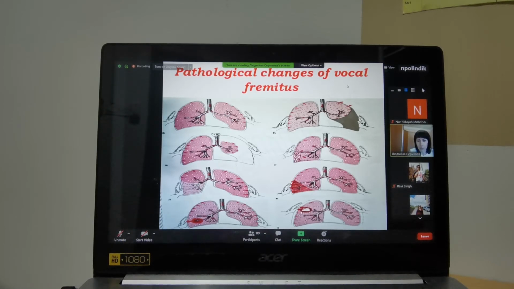Here last we have a cavity. It is a lung abscess, a cavity in the lung tissue. The cavity is a good resonator. So when you place your hand over the cavity, it will be much increased. You can compare the cavity to a speaker, so it is a strong resonator.